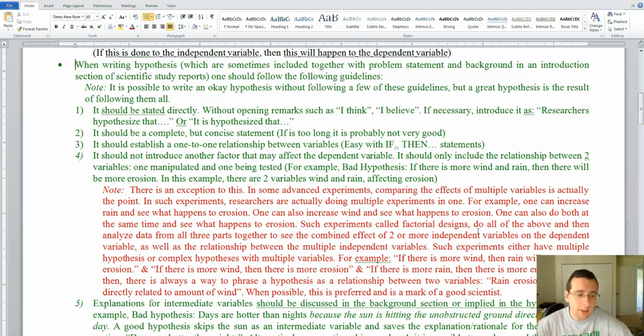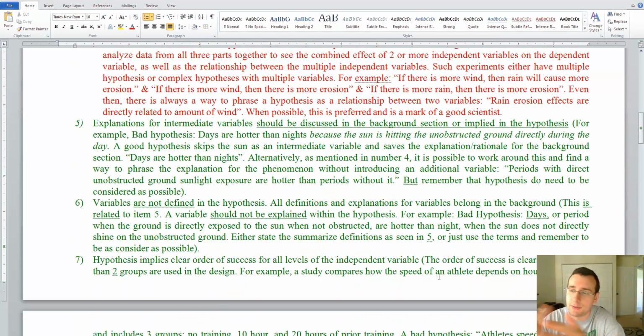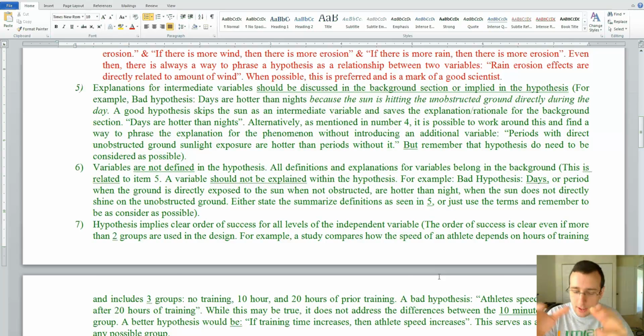All right. Another important thing is that you're not going to put intermediate variables in your hypothesis. By that, for example, I mean that sometimes there are things that explain why the relationship between the two variables exists. In the example that we've been working on, it's not really the acid that caused the plant to stop growing. You see, the acid is absorbed by the plant, which then destroys the enzymes inside the plant, and then it stops the chemical reactions, and then the plant doesn't grow.